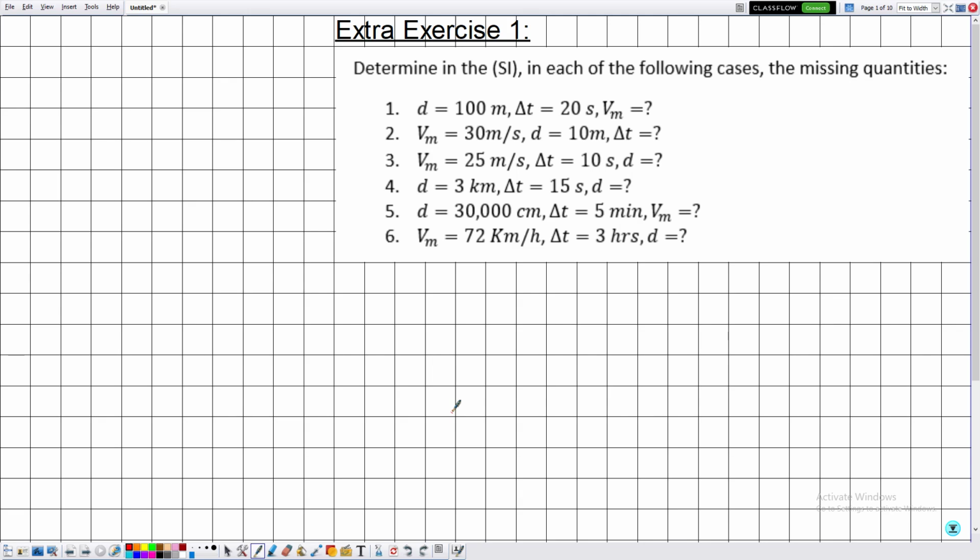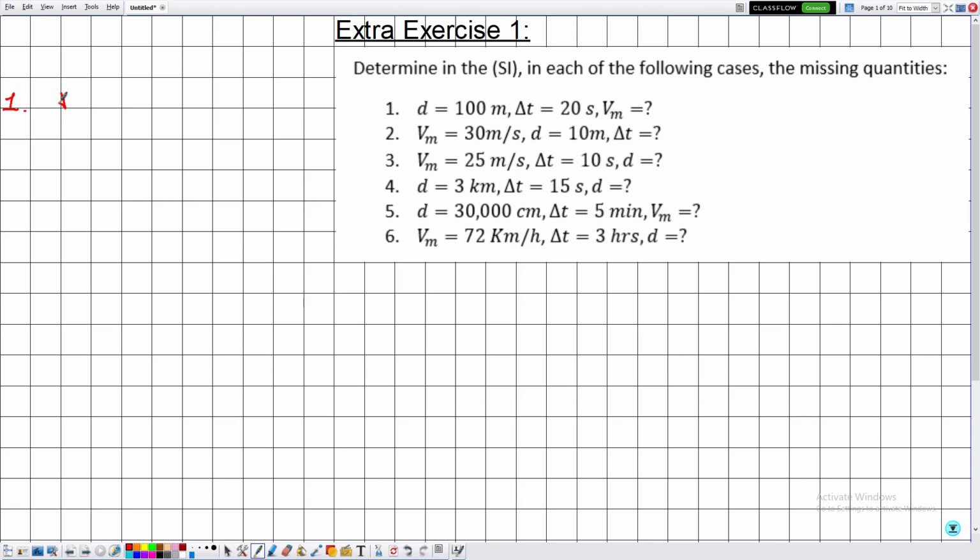So we have reached part 3 of chapter 3, which is the chapter of velocity for grade 8 students. Now in this one we are going to solve some exercises as a direct application on what you have explained previously. Then extra exercise number 1, determine in the SI in each of the following cases the missing quantity. So let me start by number 1.